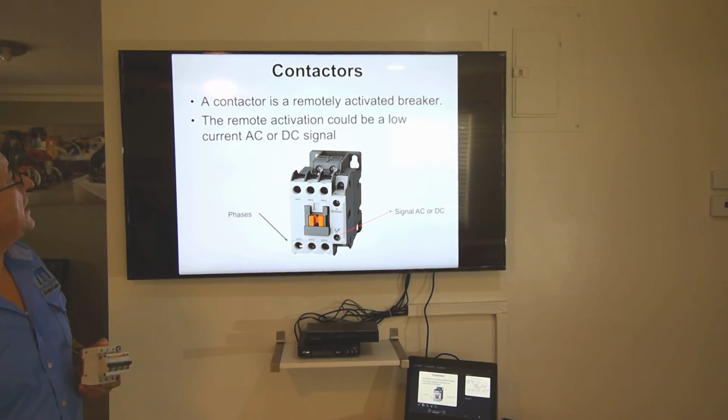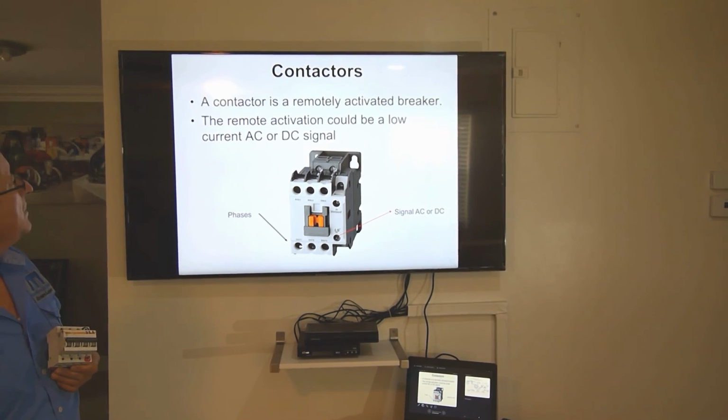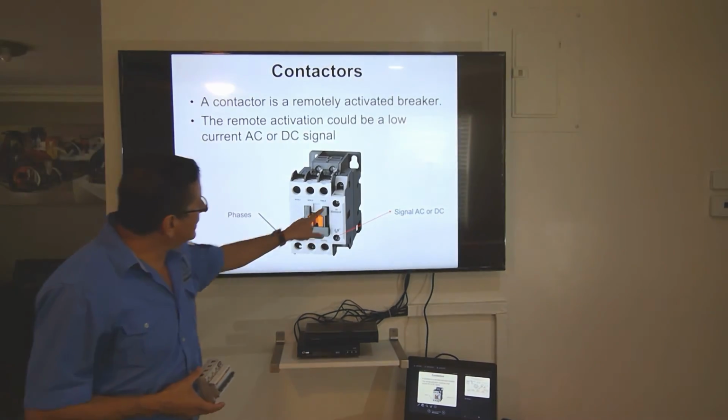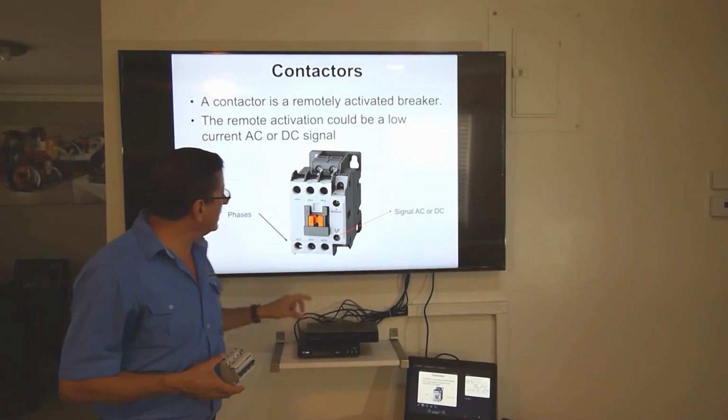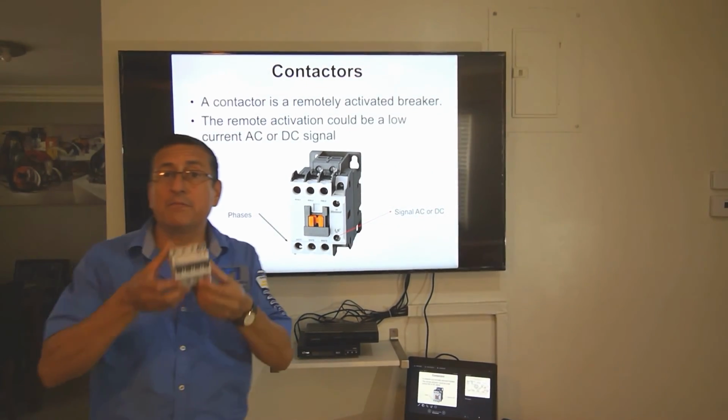A contactor is a remotely activated breaker. The remote activation could be a low current AC or DC signal. The signal enters here, AC or DC, and those are the 3 phases. And the rest is a typical breaker.